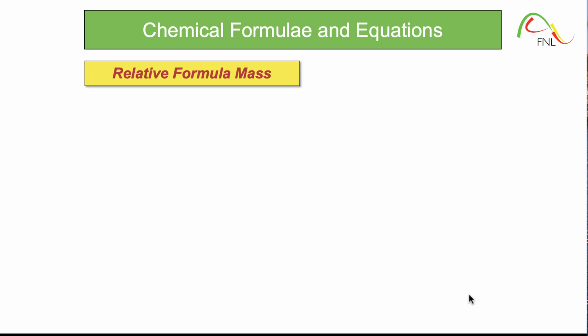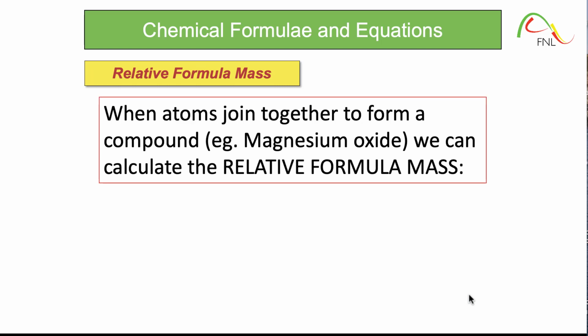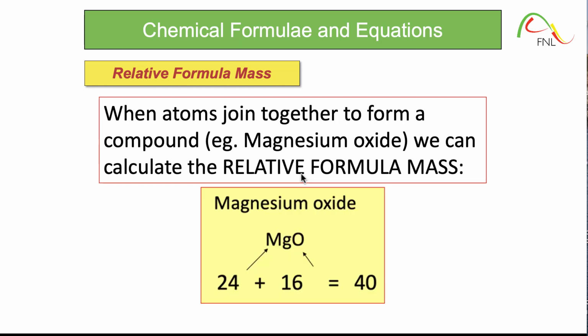So, if we know the atomic masses, we can now start thinking about the relative formula mass. When atoms join together to form a compound, e.g. magnesium oxide, we can calculate relative formula mass. So here's magnesium oxide, MgO, and we know from our periodic table, magnesium is 24, oxygen is 16, give a total of 40. Not too challenging, is it really?